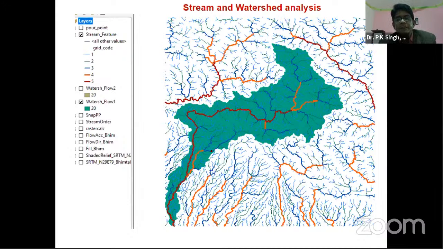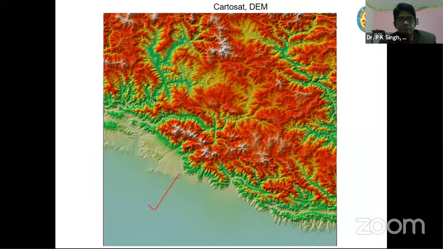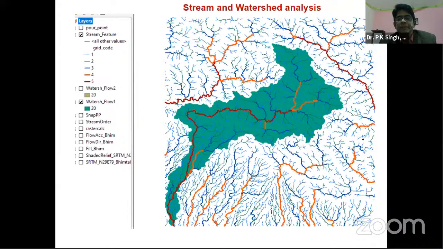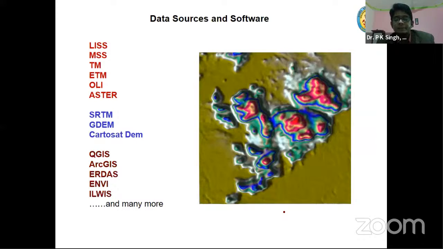This drainage has been generated using the same DEM data. If you want to do watershed analysis, basin morphometry, all those linear and areal parameters you can calculate using remote sensing data in a GIS environment. In the GIS environment, you will be generating these things. If you have to create a watershed at a particular point, suppose here, what will the watershed be here? It will be generating the watershed up to this point. So for that, DEM models are available.